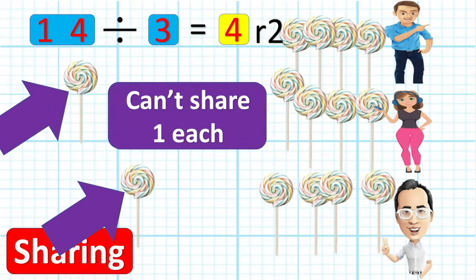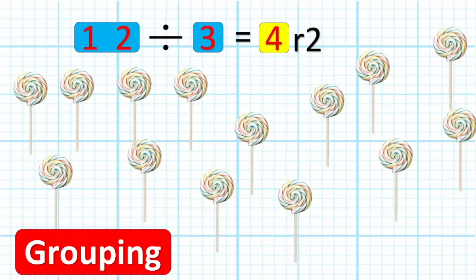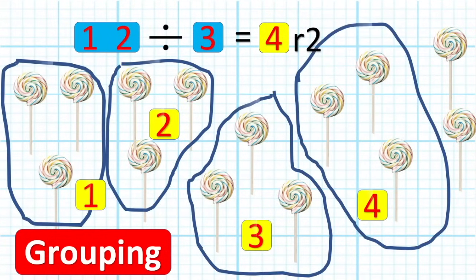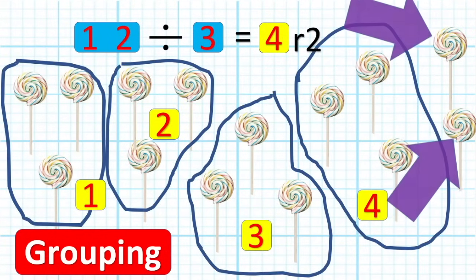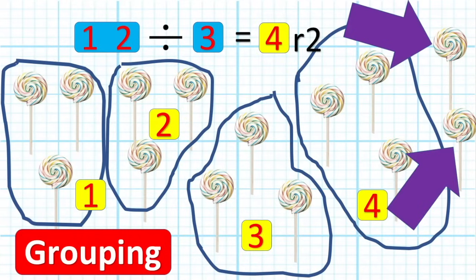If I try that with grouping, it would be the same thing. 3, 6, 9, 12, 4 even groups, and 2 left over. Okay, 2 remaining. Okay, now that's pretty straightforward with small numbers. We can easily share our lollipops out. Might take a little while, but we can do it. And I can group because I know my times tables, okay?